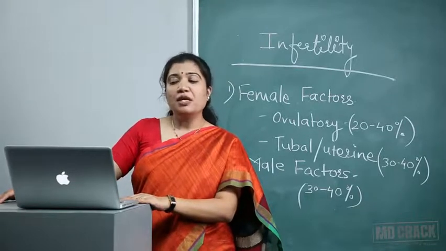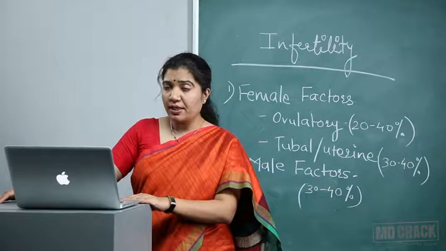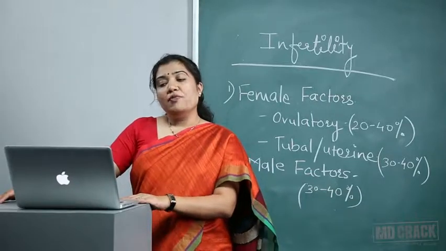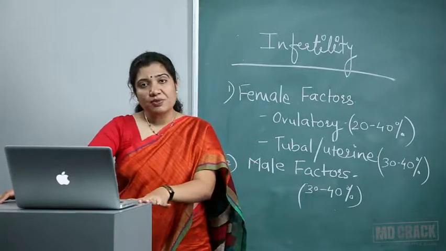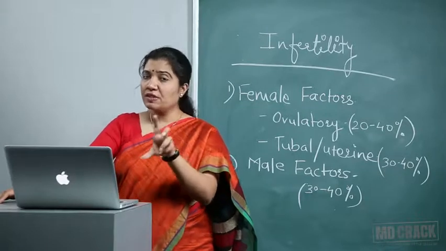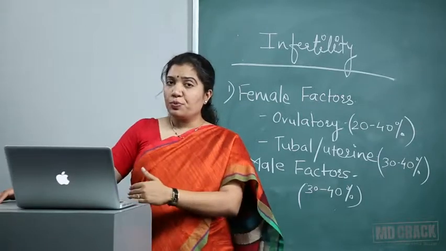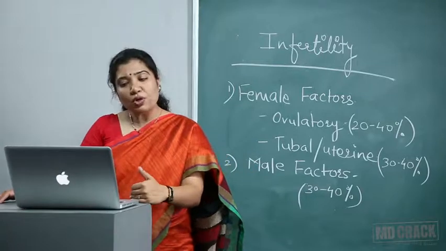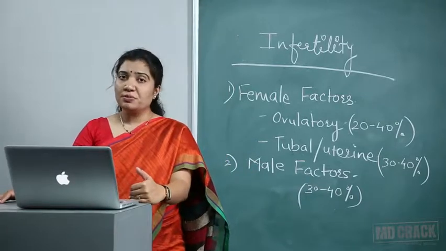Now in case of cervical factors, we can make sure whether anti-sperm antibodies exist in that couple. We can ask them to use barrier contraceptives for 3 months. Then we expect the antibody response would be less. Or we can advise intrauterine insemination.